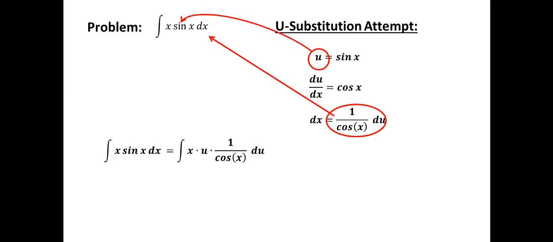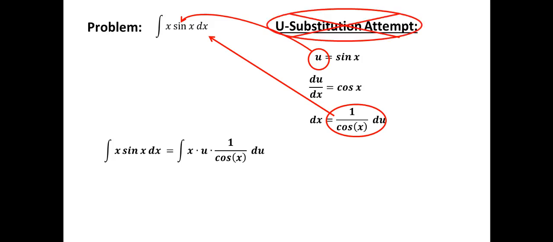And unfortunately this is a brick wall. It's a brick wall because we're integrating with respect to u, but we've got two different variables in here. We've got x and we've got u's in here, and u is a function of x, so this is just really messy. We can't integrate this. It's not going to work.